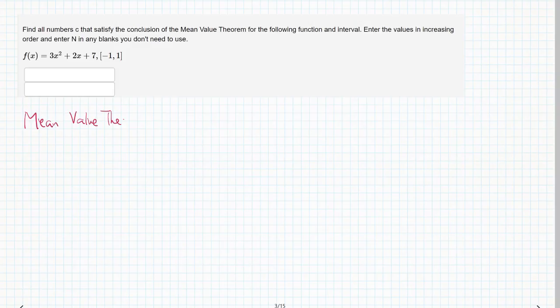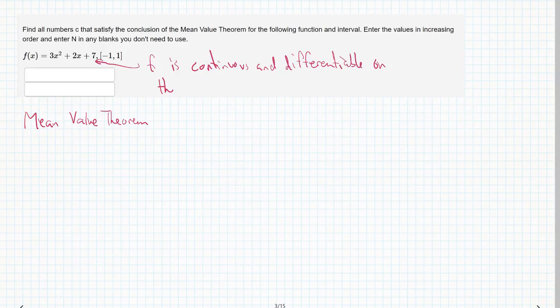First off, we need something to be continuous and differentiable on that interval. So this function f is continuous and differentiable on the interval [-1, 1].